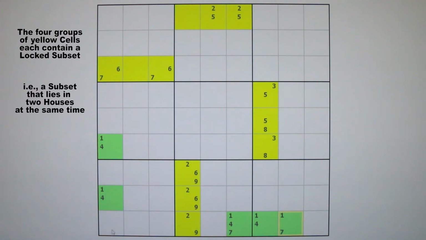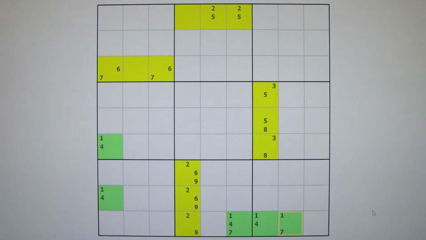And likewise, in row 9, we have a triplet of 1, 4, 7, 1, 4, and 1, 7. And they are a naked triplet, but they are not a locked triplet because they do not all lie in the same block. But today, we are going to talk about locked candidates, meaning we will be dealing with only one candidate at a time, as opposed to 2 or 3, as in these subsets.